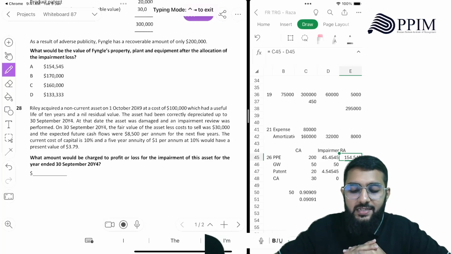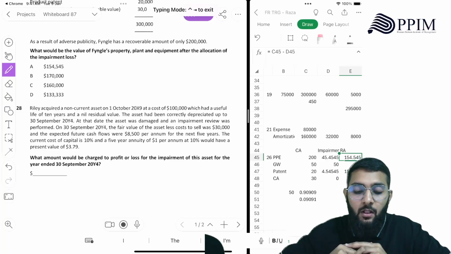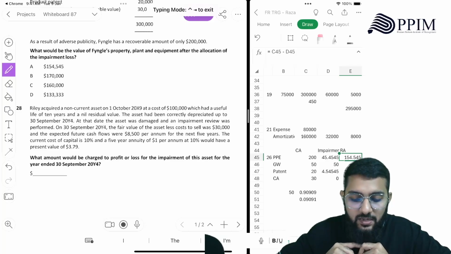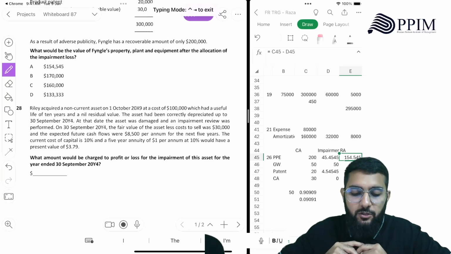Relay acquired a non-current asset on 1st of October 20x9 at a cost of $100,000, which had a useful life of 10 years and a nil residual value. The asset had been correctly depreciated up to 30th September 20Y4. At that date, the asset was damaged and an impairment review was performed. Internal indicator. On 30th September 20Y4, the fair value of the asset less cost to sell was 30,000, and the expected future cash flows were 8,500 per annum for the next 5 years. The current cost of capital is 10%, and a 5-year annuity of $1 per annum at 10% would have a present value of 3.79. What amount would be charged to profit or loss for the impairment of the asset?